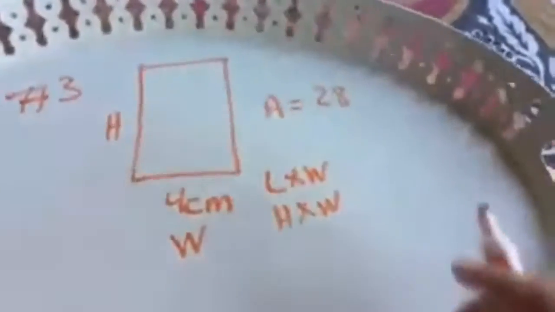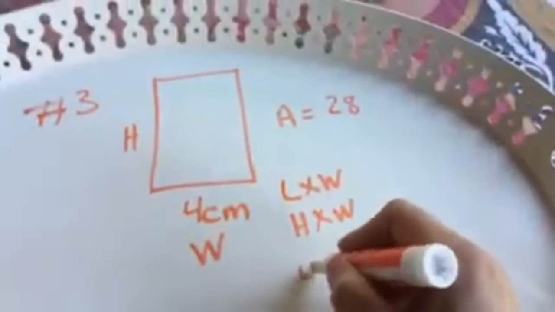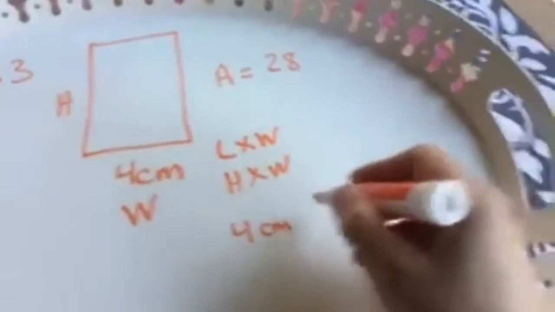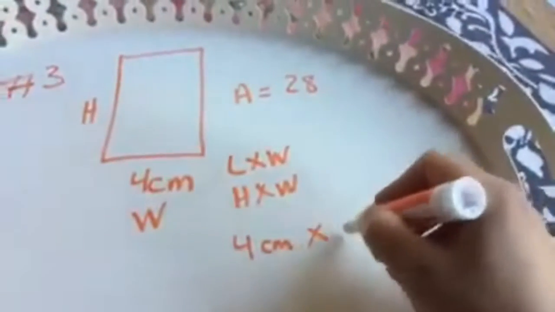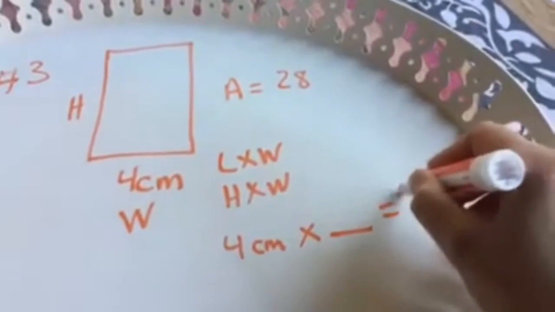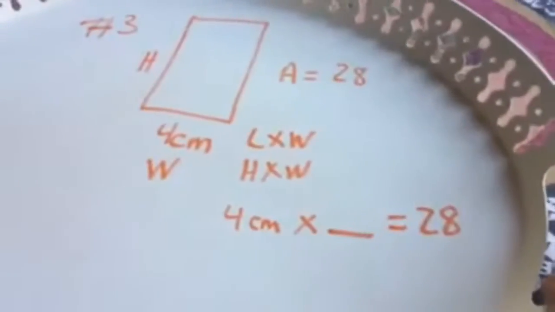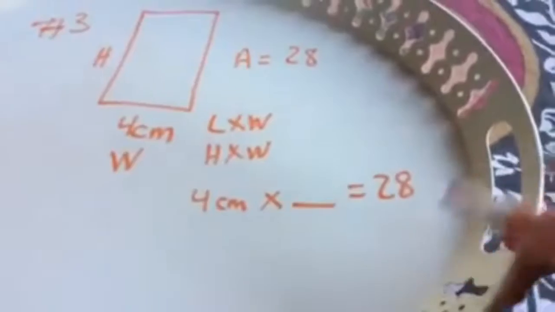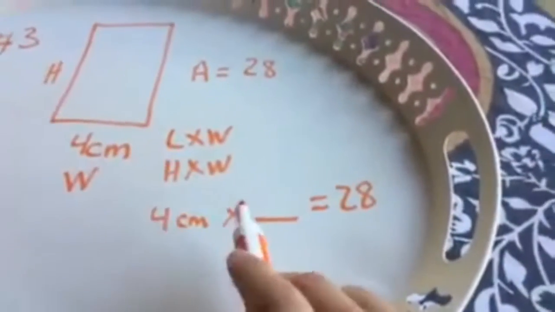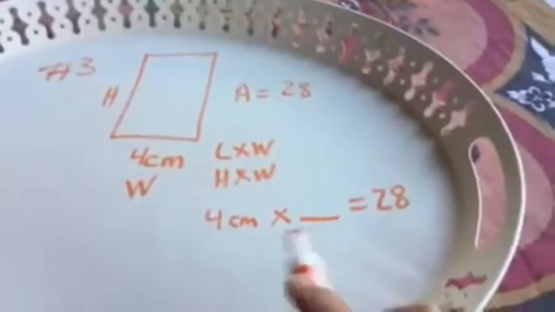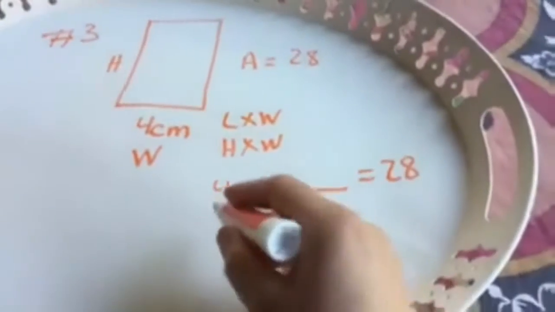But either way, I have only one number. I have this 4 centimeters here. And so I know it's going to be 4 centimeters times some mystery number equals 28. Now, those of you who know your math facts, fantastic. This is going to be an easy problem. You know it's 4 times some number is 28. Those of you who are still working on math facts, you might be doing something like this.